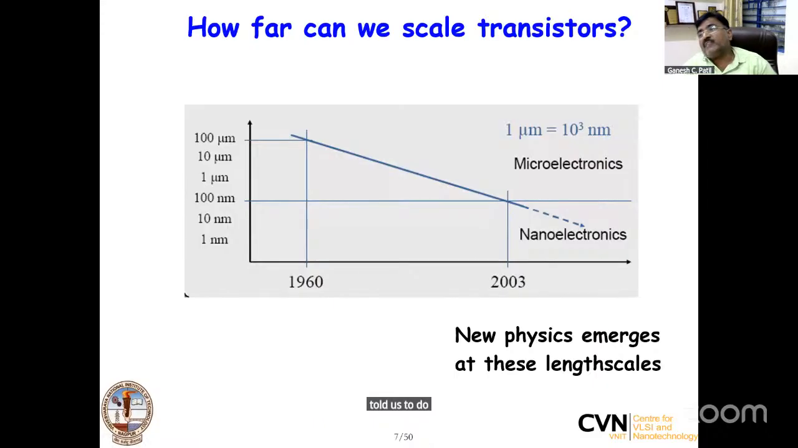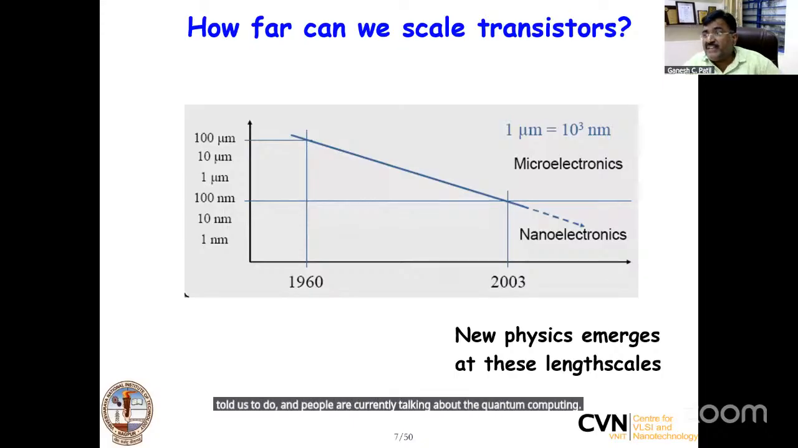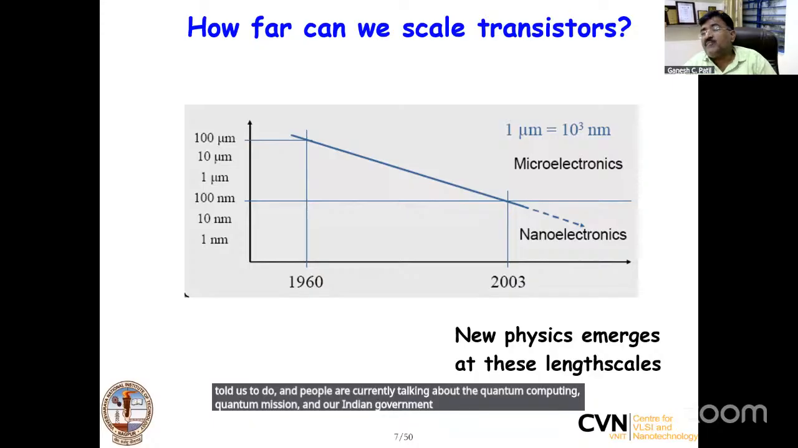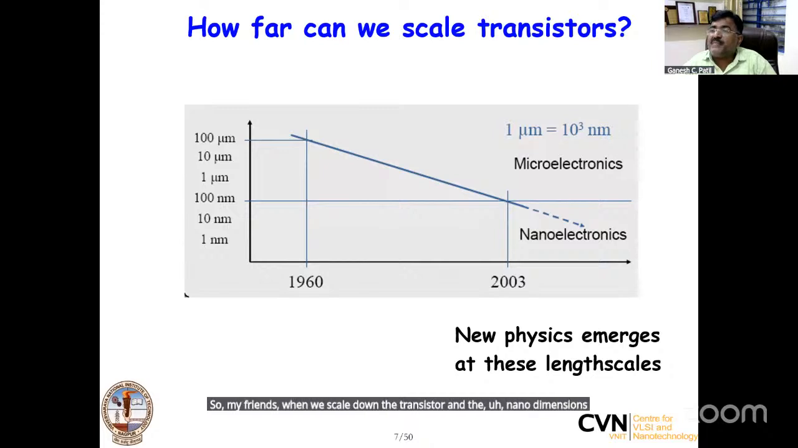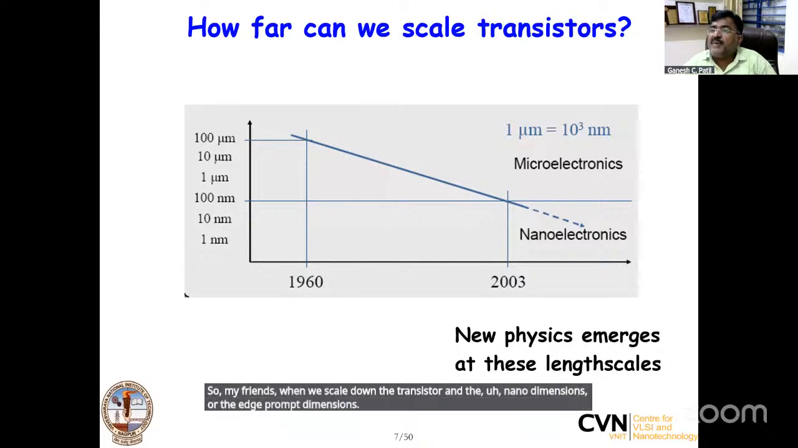And people today are talking about quantum computing, the quantum mission, and our Indian government is also taking a role in the development of the National Quantum Mission. So my friends, when we scale down the transistor to nano dimensions or angstrom dimensions, we'll have to talk about the new physics.